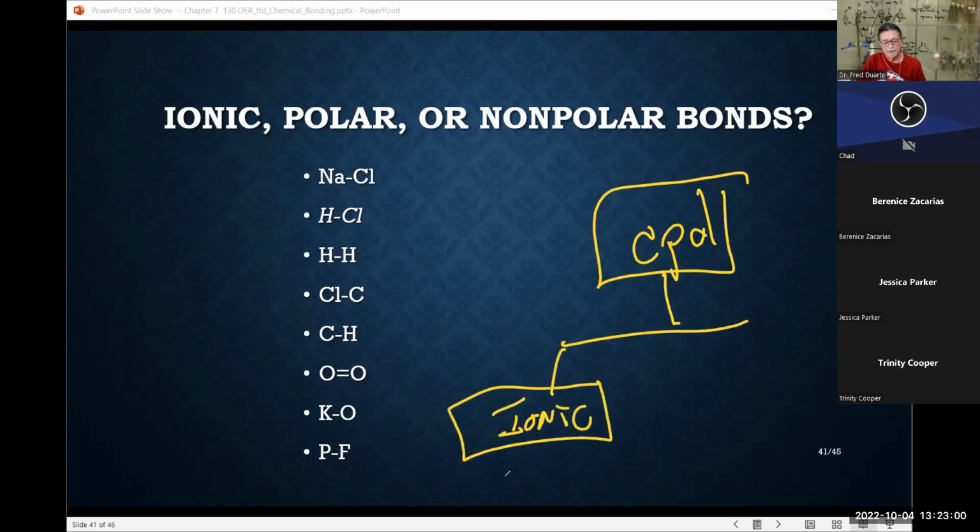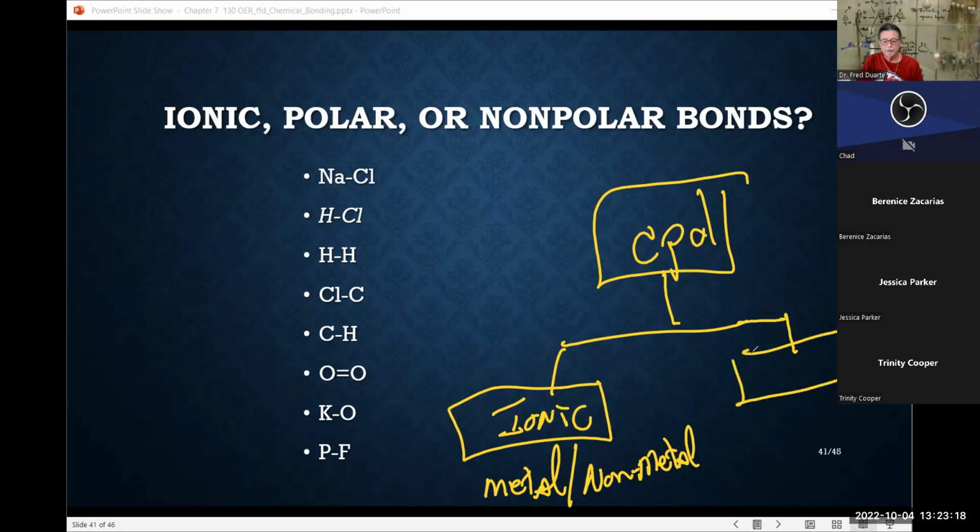We know that because that is a metal, non-metal combination. Metal, non-metal combination, ionic. So if we go the other direction, it is covalent. And we know that because this is a non-metal combination for covalent.